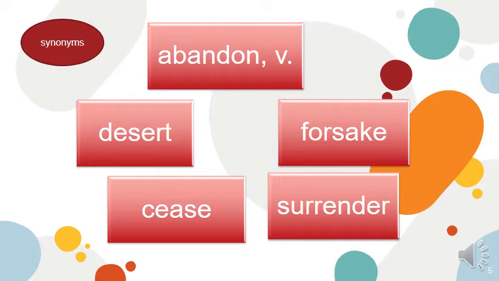Of course, I do not say that you should choose one or two synonyms. You should memorize, do your best, all the synonyms and all the antonyms of all the words. So abandon is a verb, and the synonyms are desert, seize, forsake, and surrender. Abandon means to give up completely on something, to leave without any intention to go back.